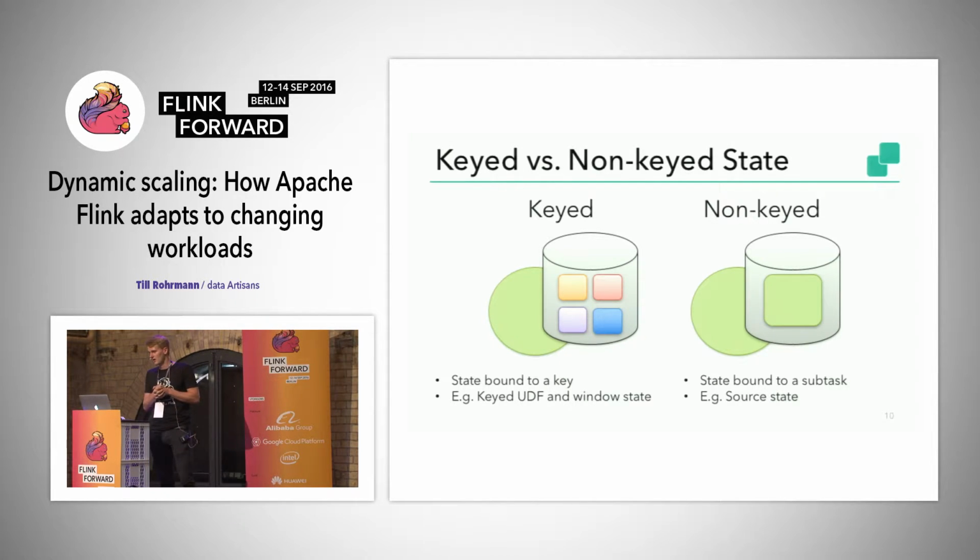On the other hand, we have the non-keyed state. The non-keyed state is basically bound to the subtask of the operator. So if you have a Kafka source, for example, it stores the offsets as non-keyed state, and the system just knows that there's some state which belongs to the Kafka source with index x, for example. And these 2 types of state, we have to be able to repartition in order to be able to dynamically scale our jobs. So how do we do that?